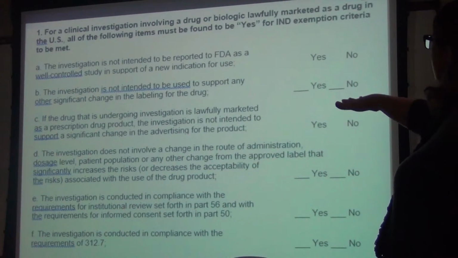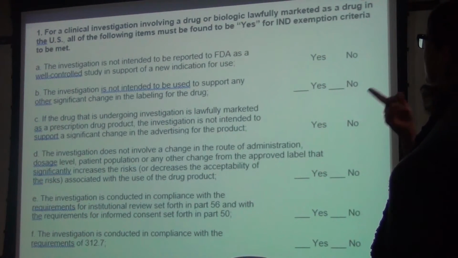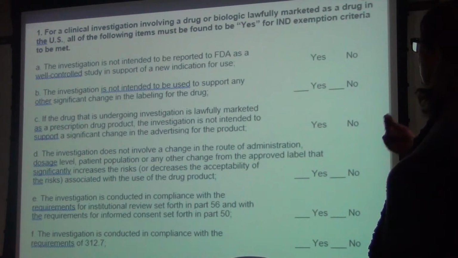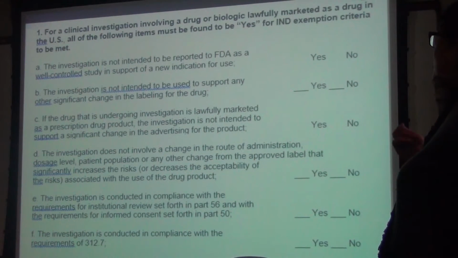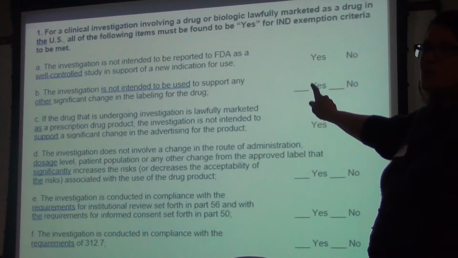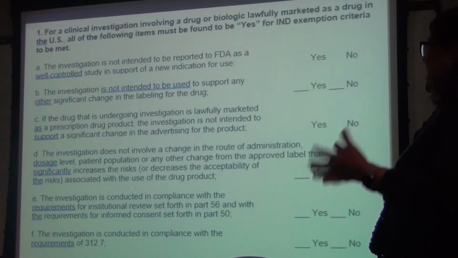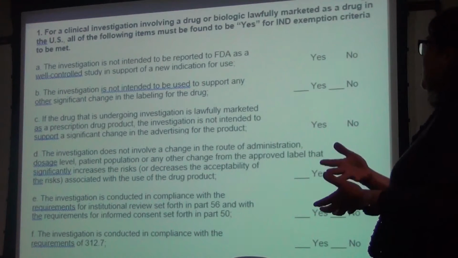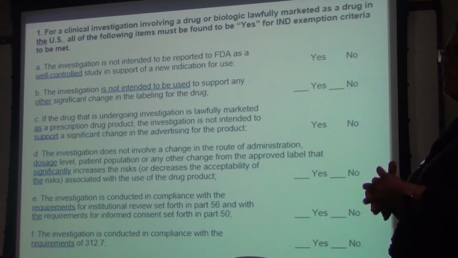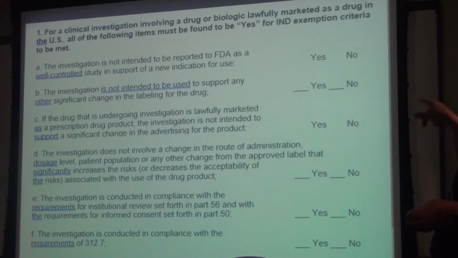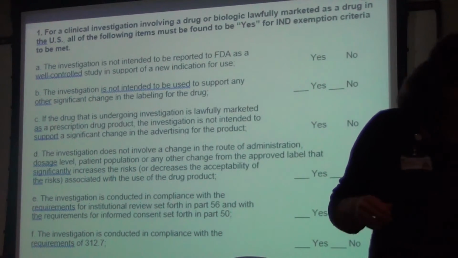Okay, so it does not involve a change in the route, the dosage level, or the patient population from the approved label that significantly increases the risk or decreases the acceptability of the risk associated with the use of the drug or product. This is where we get in trouble with pediatrics, because we cannot allow, because we studied in kids, that decreases the acceptability of the risk, so you've got to be really careful. And we have to think about, is this something that we can really do through an IND exemption, or do you really have to go to the FDA? And the other thing is, you're going to follow all the laws, basically.